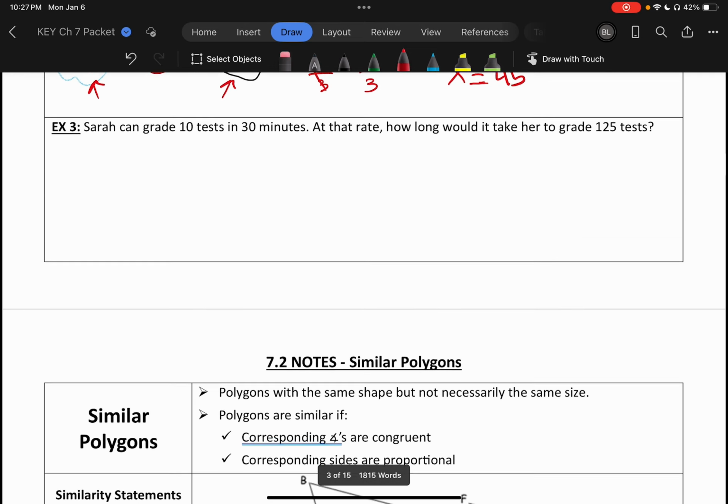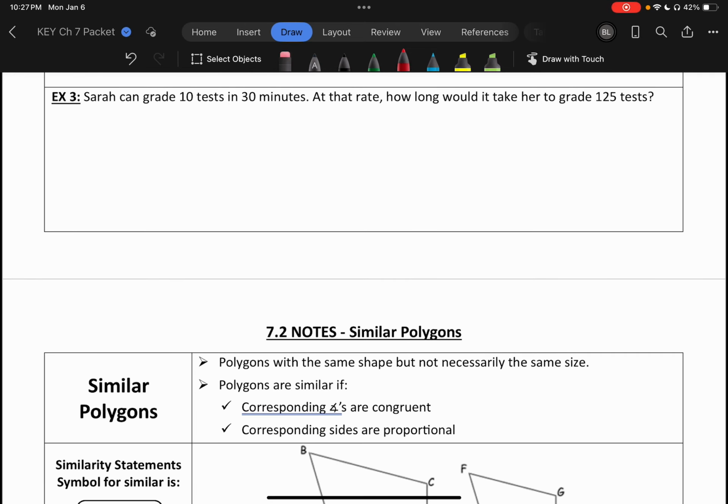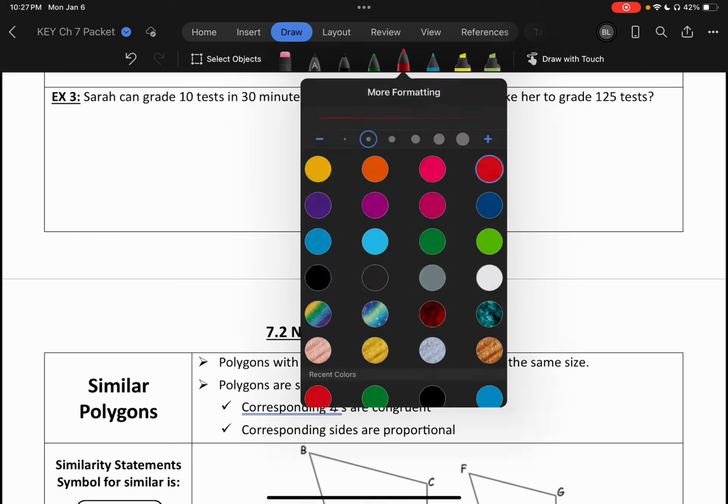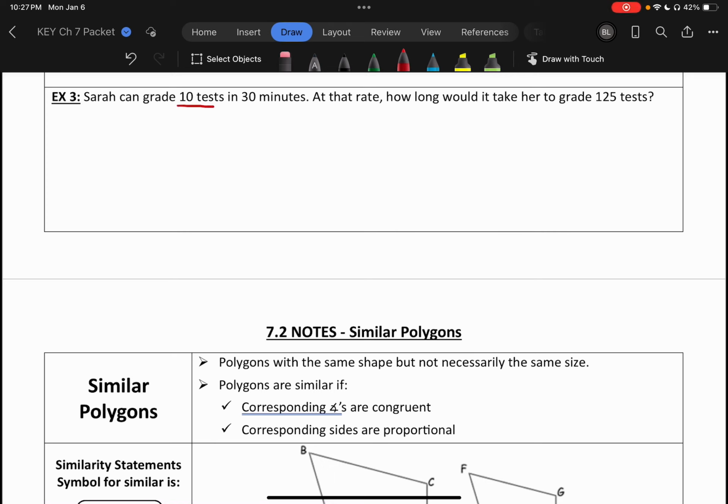Lastly, we'll look at example 3. It says, Sarah can grade 10 tests in 30 minutes. At that rate, how long would it take her to grade 125 tests? So similar situation here. For these word problems, we're talking about two things here, right? If I look at the ratio here, 10 and 30, well, I'm looking at 10 over 30, and we'll write out off to the side, how is it that I'm setting this up? Well, the 10 represents tests, so I'm putting tests on top, and on the bottom, that represents minutes.